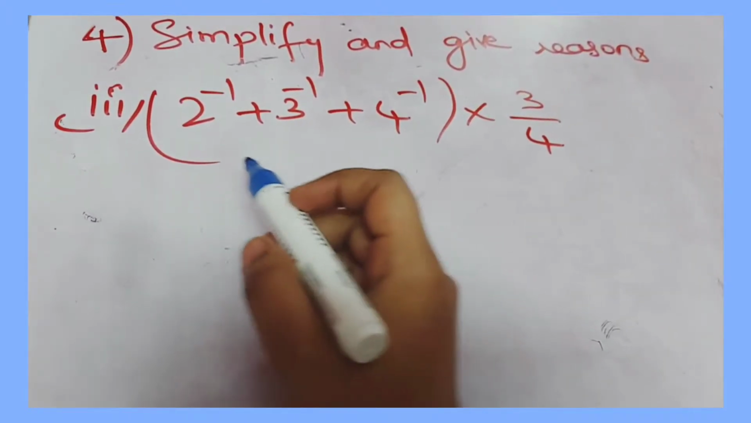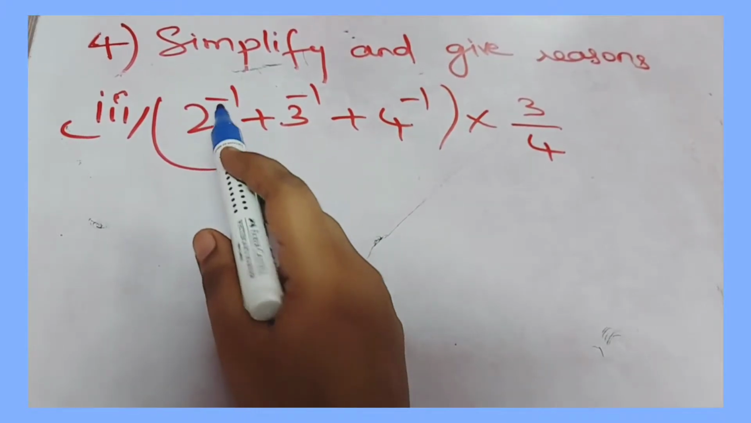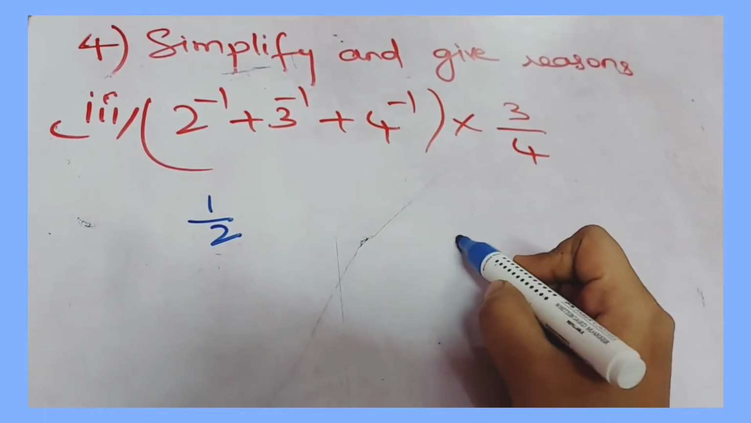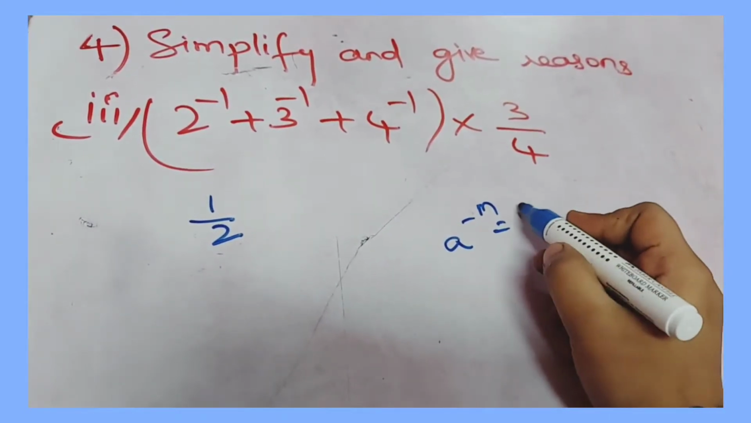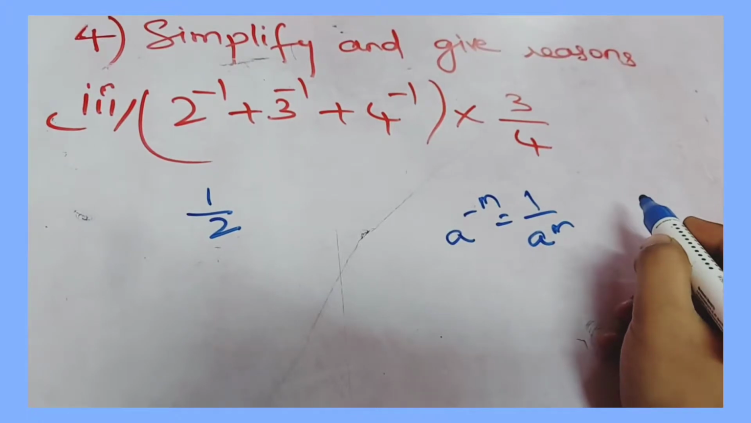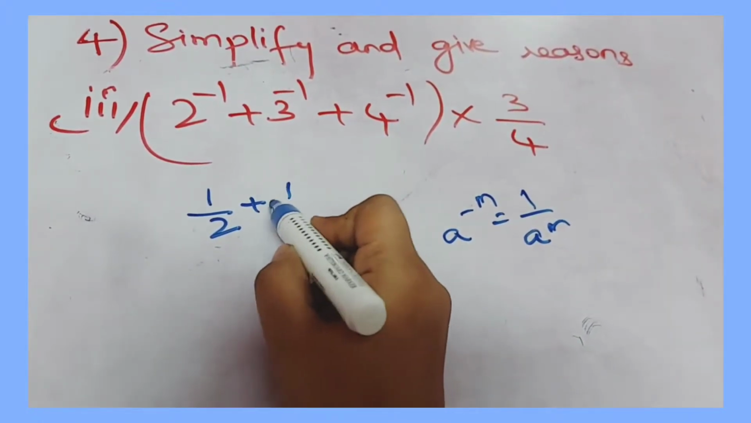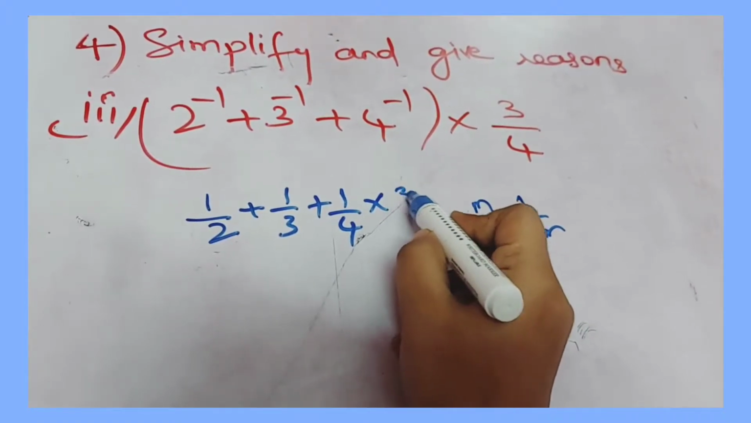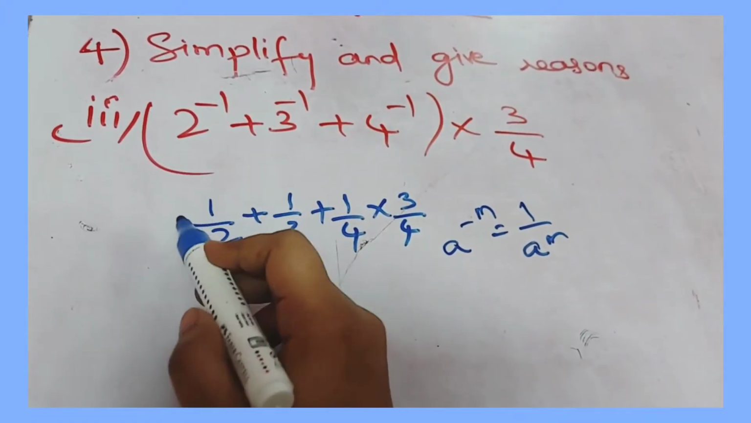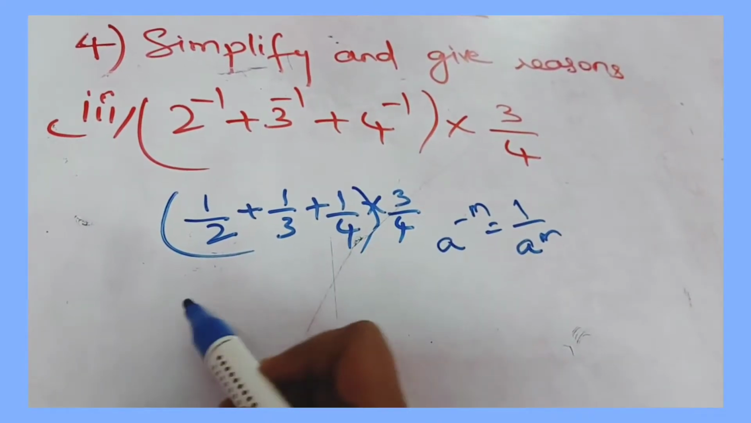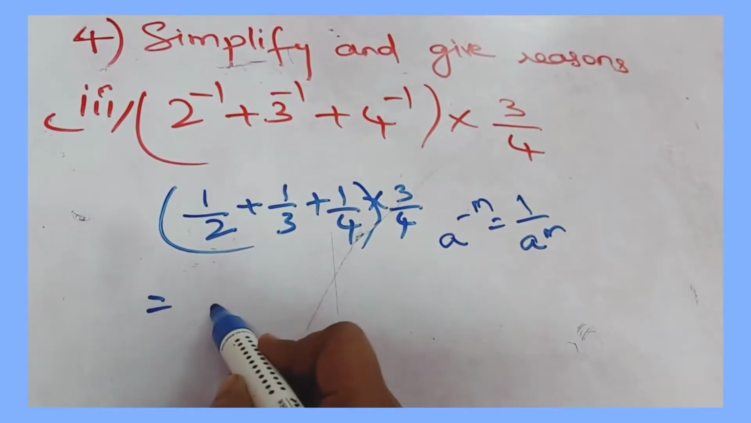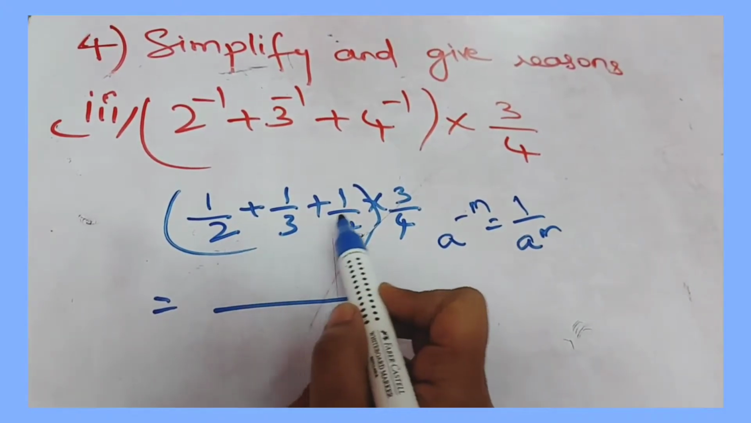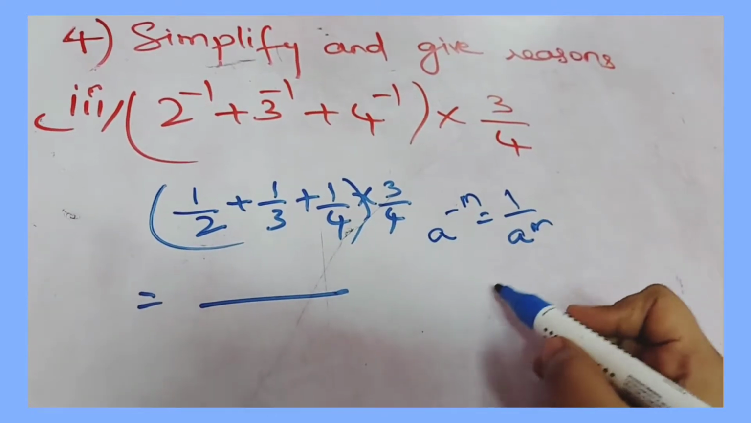So now what you have to do, here 2 power minus 1 is there. So you have to make it 1 by 2. A power of minus m is equals to 1 by a power m. You know this identity. So now 1 by 3 again you have to take, then 1 by 4, then into 3 by 4. So let's take this in bracket. Okay. So now you have to take LCM of 2, 3, 4. This denominator is not same now. That's why you have to take LCM here.